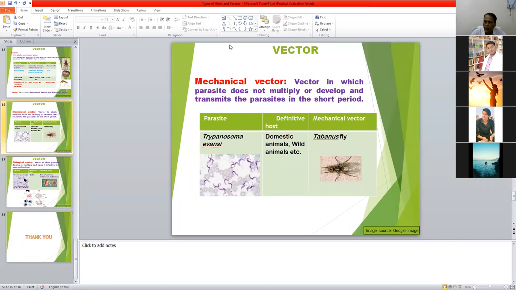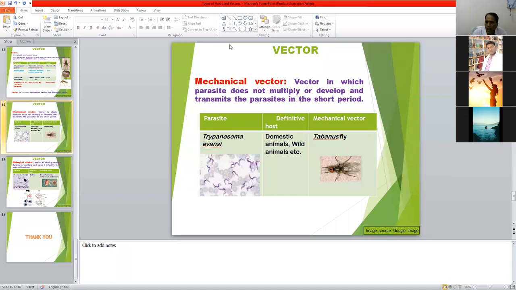किसी प्रकार का डेवलपमेंट पैरासाइट का वेक्टर के अंदर नहीं होता है, वो सिंपली विदिन द शॉर्ट पीरियड वन होस्ट से दूसरे होस्ट में ट्रांसमिट कर देता है. मींस वन होस्ट में ड्यूरिंग ब्लड सकिंग अपने माउथ में लेता है, सिंपली से आर्थ्रोपोड्स फ्लाई एंड विदिन शॉर्ट पीरियड दूसरे होस्ट के ब्लड सकिंग के समय दूसरे होस्ट के ब्लड में इनोकुलेट कर देता है. नो डेवलपमेंट ऑफ पैरासाइट्स अकर्स इनसाइड द वेक्टर बॉडी, सो नोन एज मैकेनिकल वेक्टर.